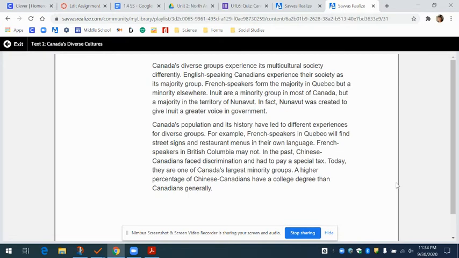Canada's population and its history have led to different experiences for diverse groups. For example, French speakers in Quebec will find street signs and restaurant menus in their own language. French speakers in British Columbia may not. In the past, Chinese Canadians faced discrimination and had to pay a special tax. Today, they are one of Canada's largest minority groups. A higher percentage of Chinese Canadians have a college degree than Canadians generally.